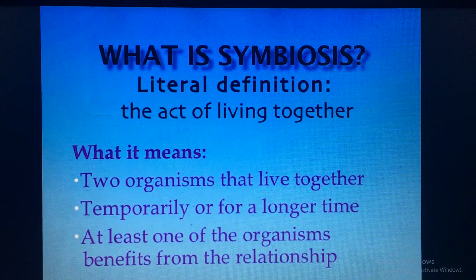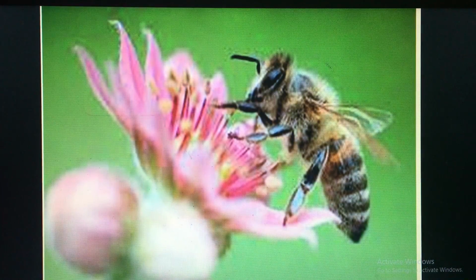So here on the screen we can see a bee and a flower. In this case, there is a symbiotic relationship between the bee and the flower, because the bee is obtaining food from the flower. What about the flower? The flower is getting pollinated by this bee. So let us look at other symbiotic relationships.